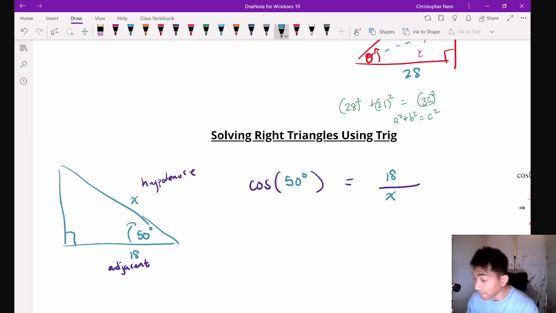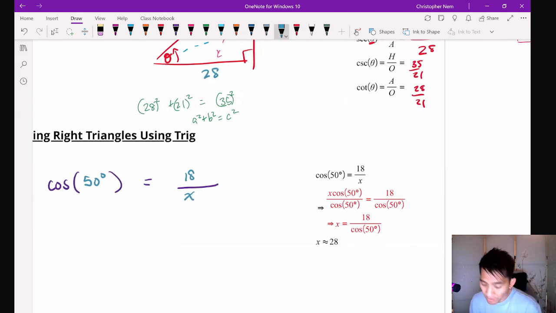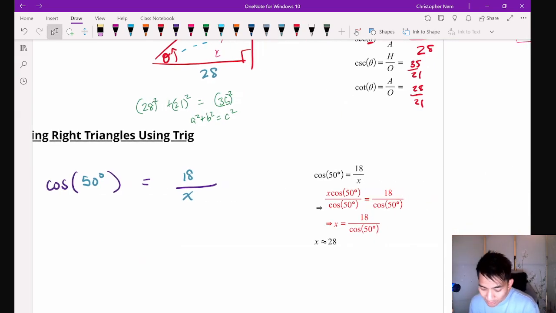Now, this cosine of 50, they stay together. They are one object. Do not split up the 50 degrees from the cosine. Do not do 50 plus 18. Don't do any of that. They stick together. They're one object. So when I do the calculation, I'm going to multiply both sides by x, and then I can divide both sides by cosine of 50 degrees, and I get x is equal to 18 divided by cosine of 50 degrees.